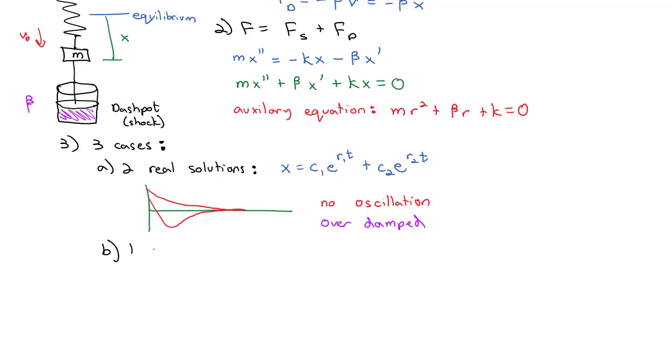The other option that could come out, and it's not too often, but it does happen on occasion, is where we get one repeated real solution. Maybe our characteristic auxiliary equation is a perfect square. We know in that case the solution then becomes c1 e to the rt plus c2 times t times e to the rt. And the reason for that is to make both of them linearly independent with the two possible solutions.